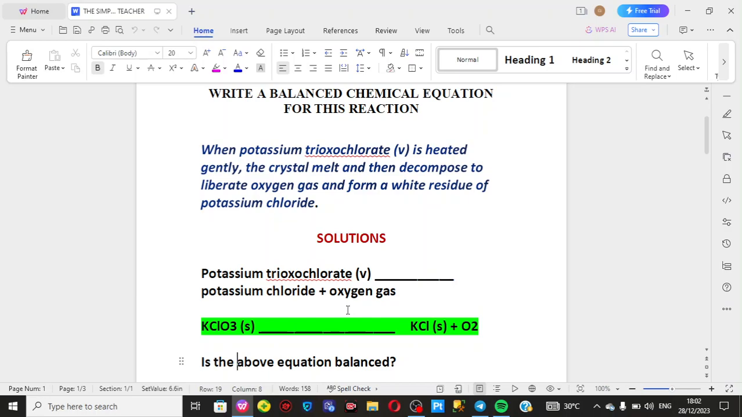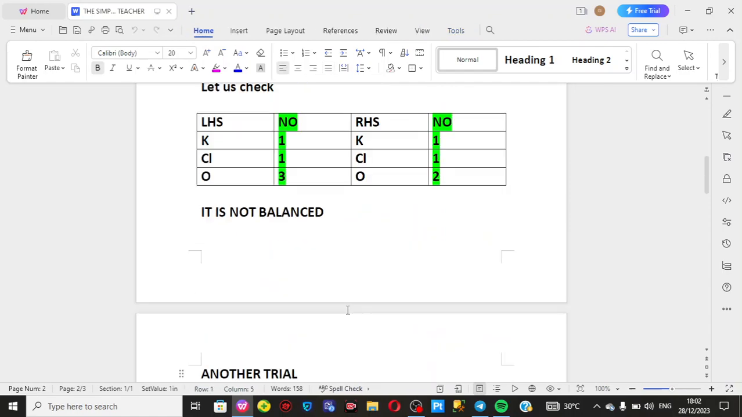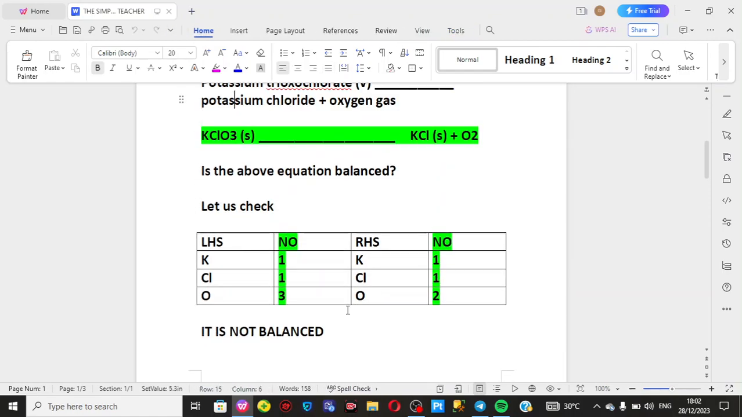So for you to really balance a chemical equation, you need to know your elements, especially the first 20 elements, at least at the beginning level. First 30, you need to know your elements, the periodic table of elements. You need to know the formulas for each of these elements. Now we are given the names of these compounds, and this reaction is a decomposition reaction. So when potassium chlorate, that is KClO3, as you can see in the one that I colored green, is heated, it gives potassium chloride and oxygen gas.